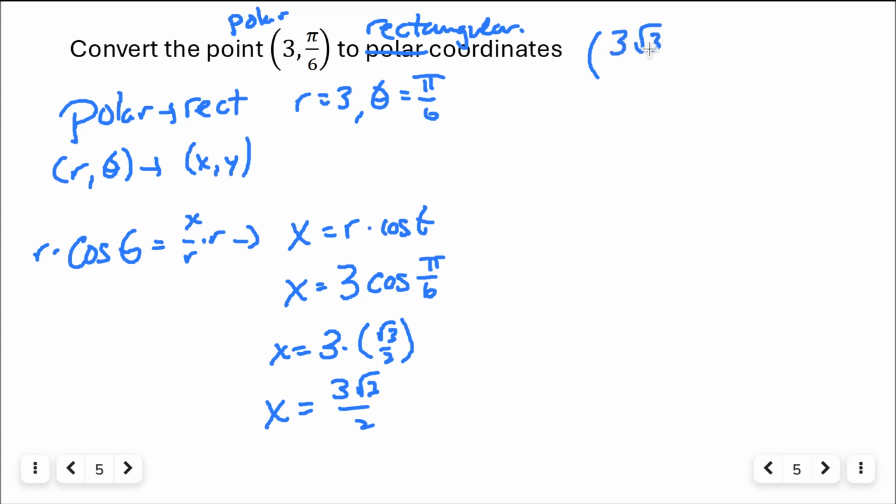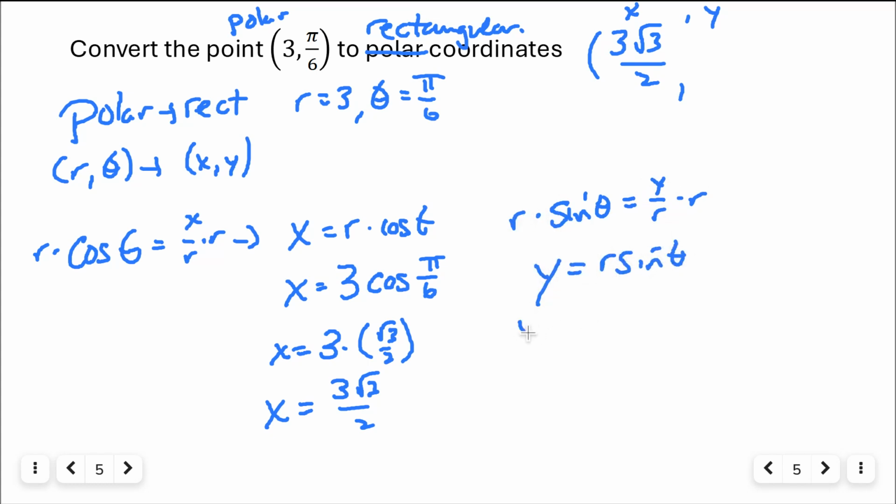So 3 root 3 divided by 2. That's my x coordinate. Now I need the y coordinate to go with it. So to get the y coordinate, I know sine theta is equal to y over r. If I multiply by r on both sides, then y is equal to r sine theta. So y would be equal to 3 times sine pi over 6.